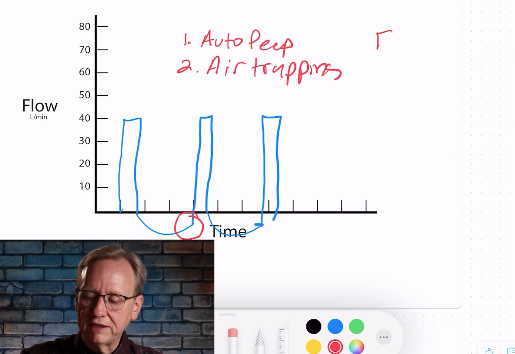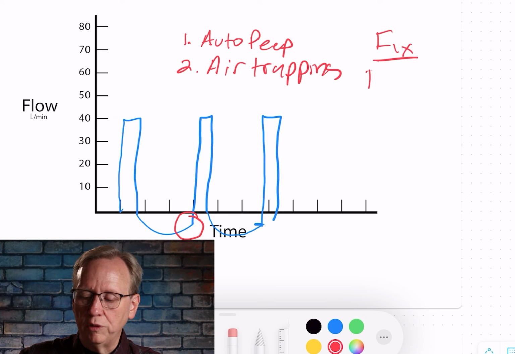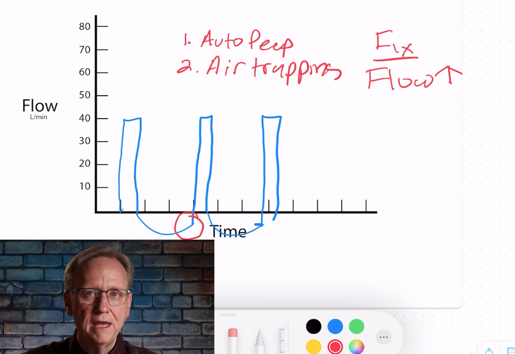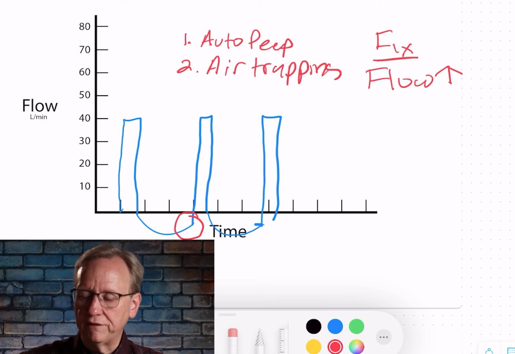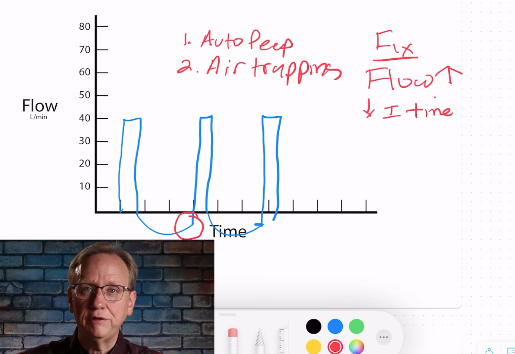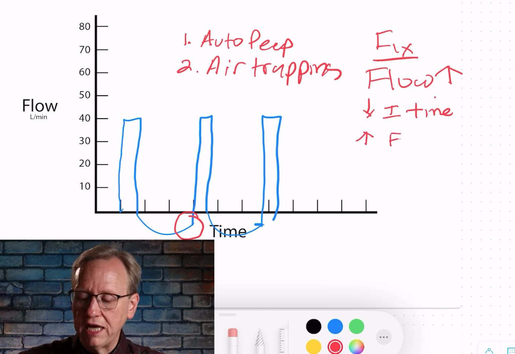If you want to know how to fix that, then once again, we're going to go right back to our friend, which is flow. And so we would probably increase the flow. If we increase the flow, look what's going to happen. If I increase the flow and make the breath in go faster, that is going to decrease inspiratory time. And if I were to decrease the inspiratory time but keep the rate the same, then what I'm going to have is a resultant increase in expiratory time. And that's what we want.